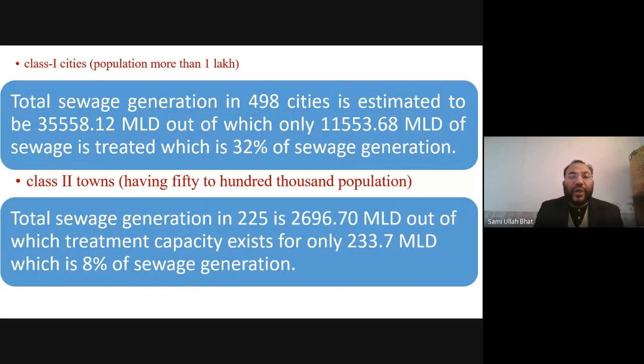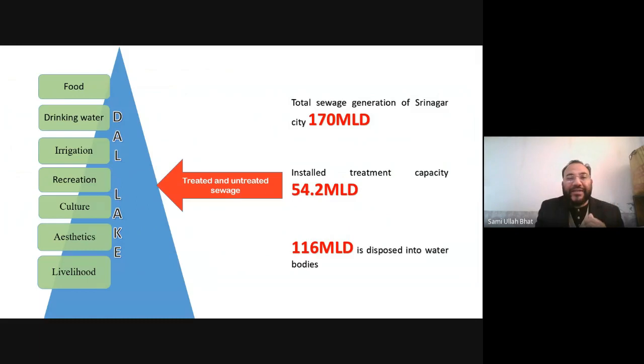If you look at the class first cities, the total sewage generation in 498 cities is estimated to be 35,000 MLD, out of which only 11,000 MLD is treated, which is 32% of the generation. For class second towns, the total sewage generation is 206.96 MLD, out of which treatment capacity exists for only 233.7 MLD, which is 8% of the sewage generation. This is the status of affairs with regard to wastewater, and you can see the context of this problem.